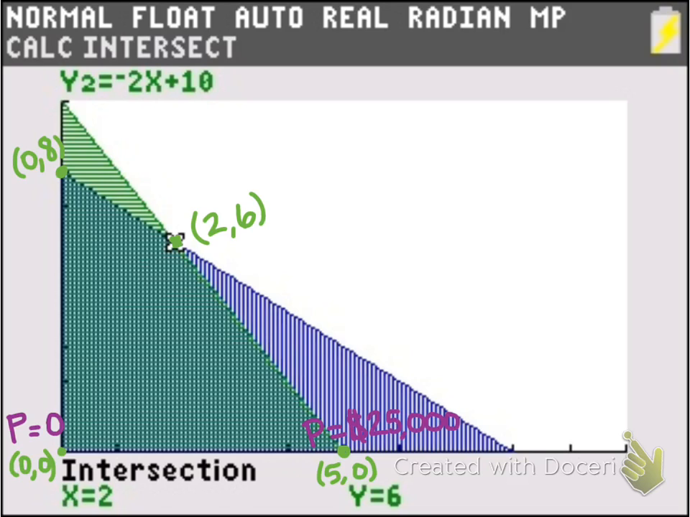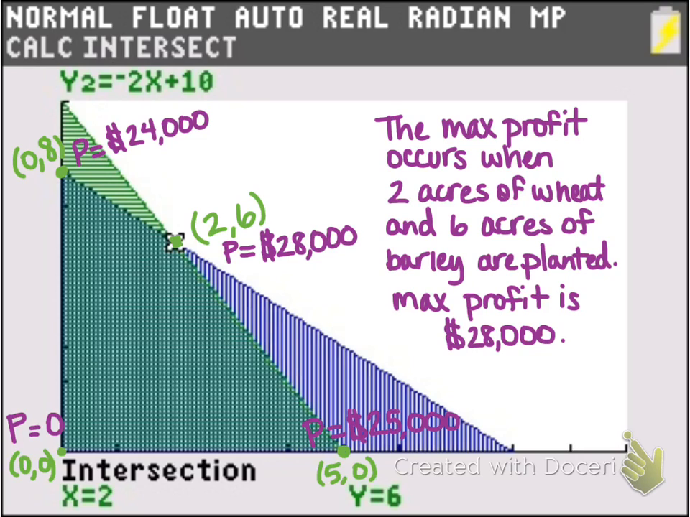When I plug in 2, 6, 2 acres of wheat, 6 acres of barley, my profit is 28,000. And then 0, 8 would be 0 acres of wheat, 8 acres of barley. Then I have a profit of 24,000. So they asked us which combination is going to give me the most profit, what's going to maximize my profit here. So I'm just looking for the maximum value. So the maximum profit occurs when 2 acres of wheat and 6 acres of barley are planted. And my maximum profit that I would get is $28,000.